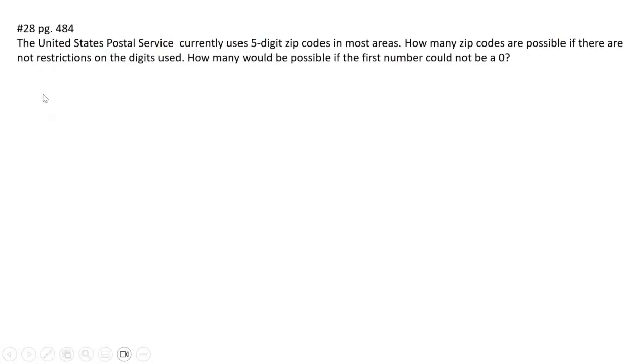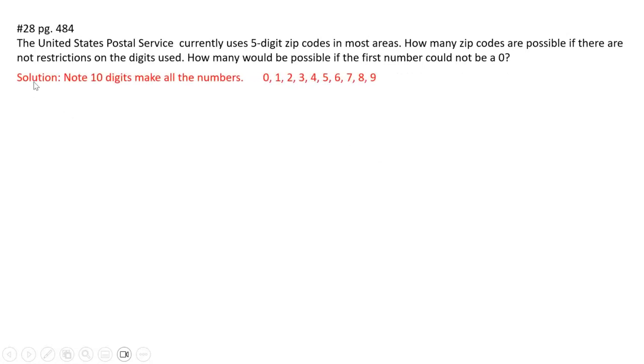Let's do another example here. This is number 28 from page 484. It says the United States Postal Service currently uses 5-digit zip codes in most areas. How many zip codes are possible if there are no restrictions on the digits used? In other words, there's no restrictions. And for the second part, how many will be possible if the first number could not be a 0? Okay, let's find out.